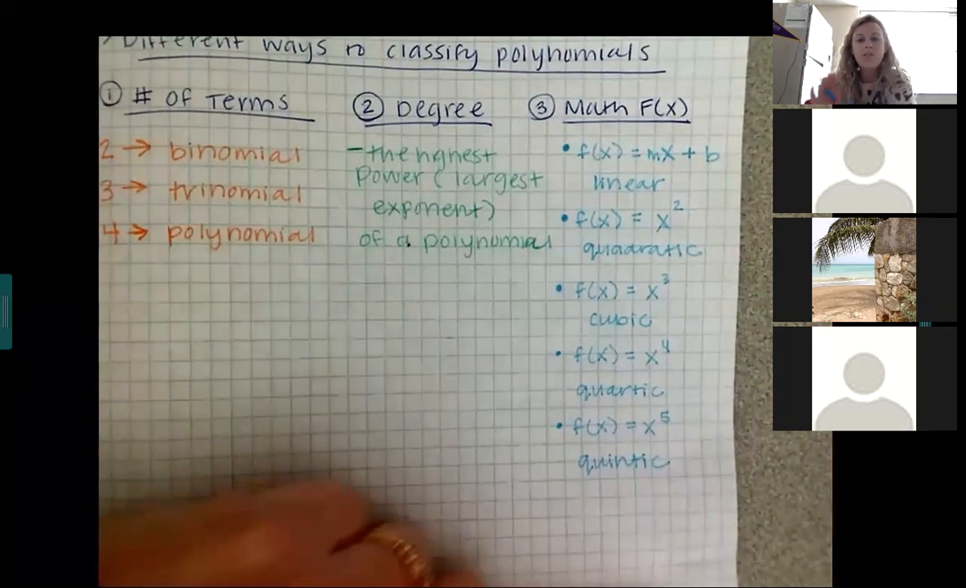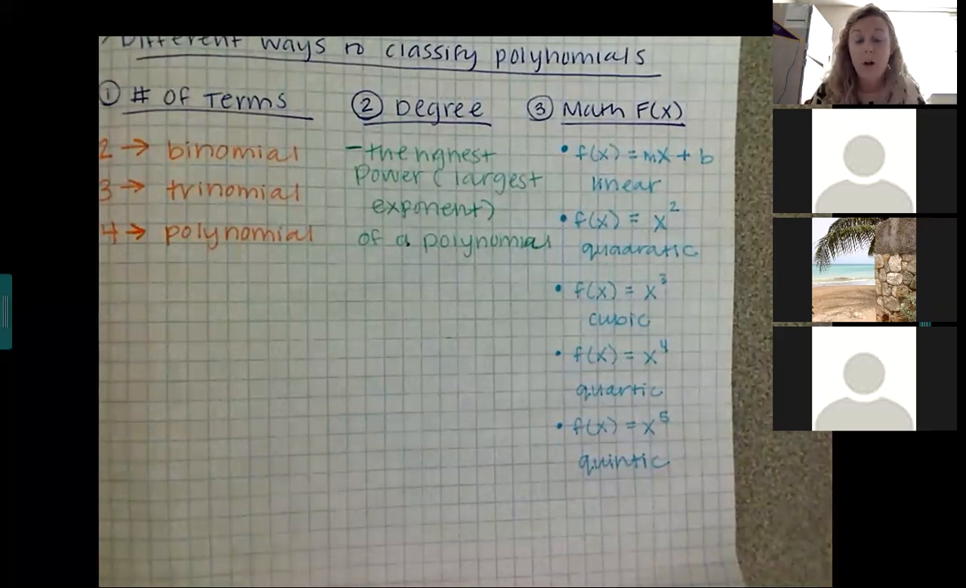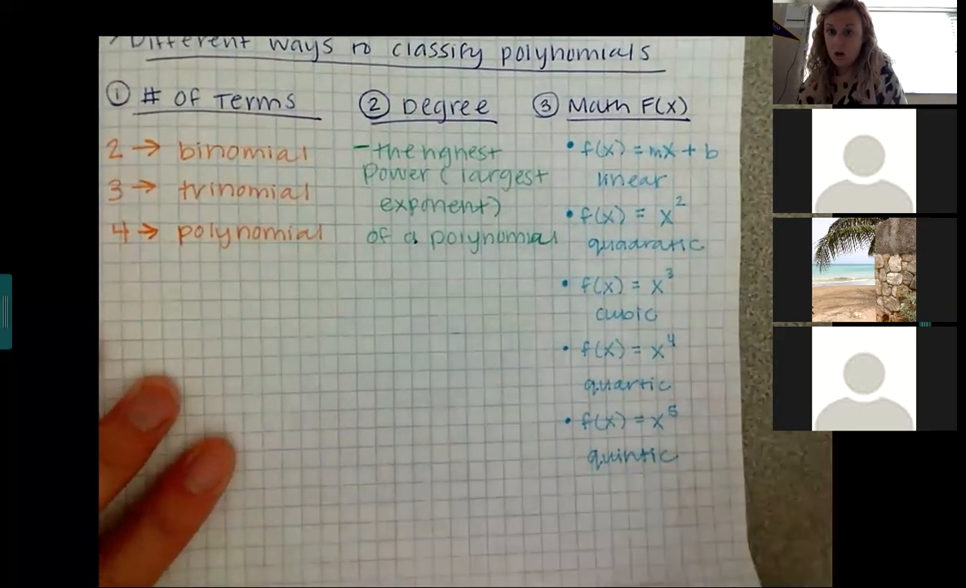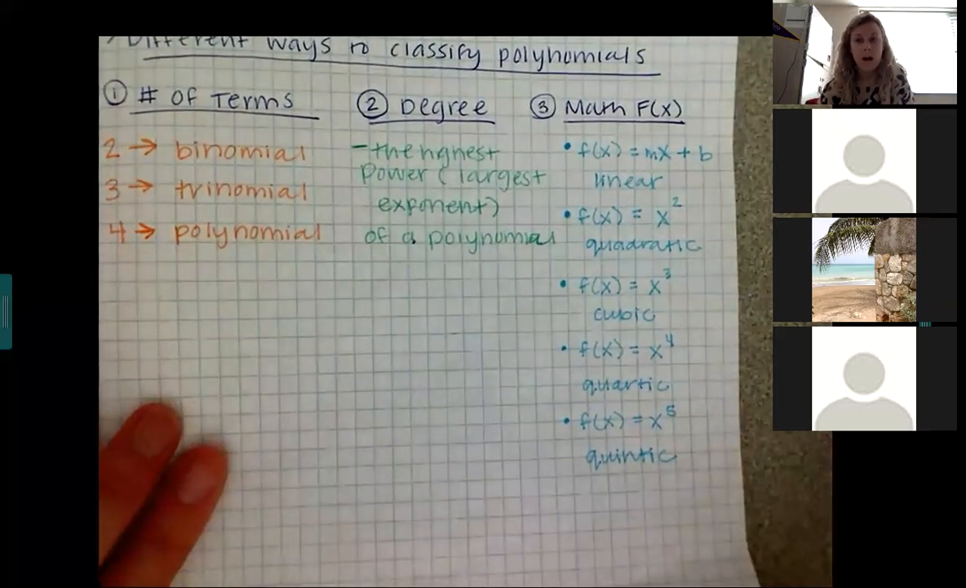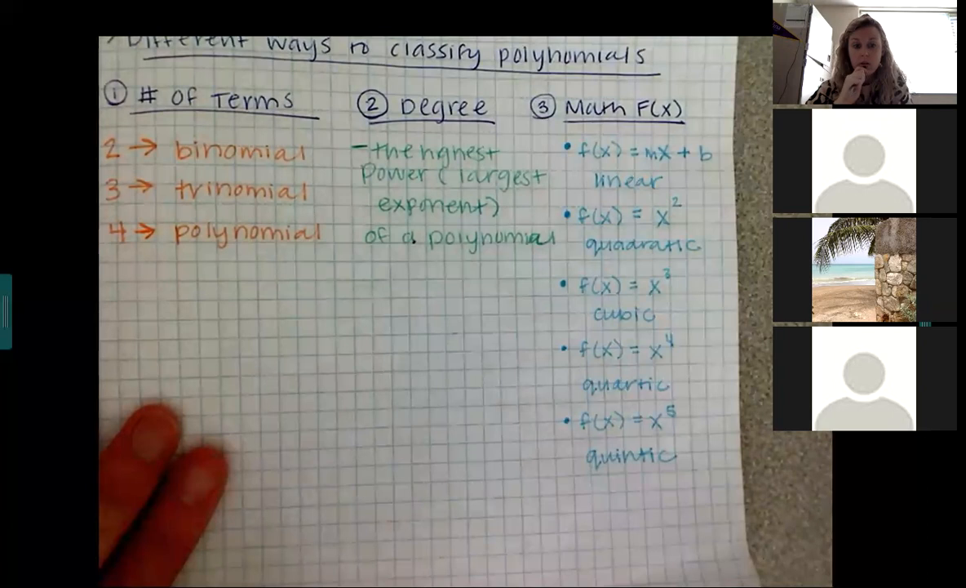All right, so all of this means nothing if you can't actually apply it to a polynomial and tell me what kind of polynomial that is. So now we're just going to do a couple of examples. Sound good? Does anybody need more time to write? I feel like that might be why some of y'all are being so quiet.